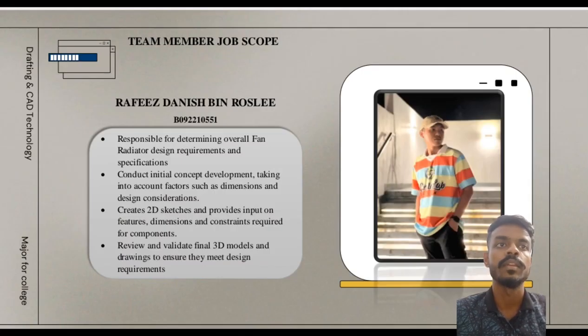Okay, then second slide, the team members' job scope. The first person is Rafish Dennis bin Rosli. His matrix number is B0922105551. The task given to him is responsible for determining overall fan radiator design requirements and specifications.